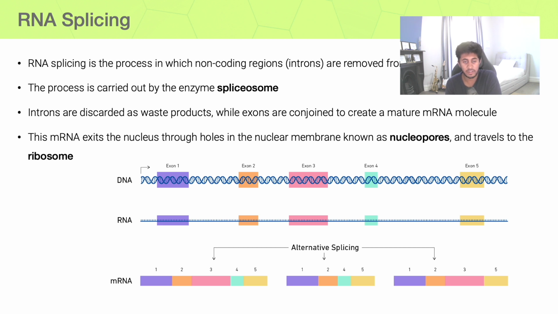So introns are discarded as waste products, while exons are conjoined together to create a mature mRNA molecule. This mRNA then exits the nucleus through holes in the nuclear membrane, which are known as nuclear pores, and travels to the ribosome, which is the site of translation. Now, you don't need to know the mechanism for RNA splicing, you just need to know what it does and which molecule facilitates it, which is the spliceosome.